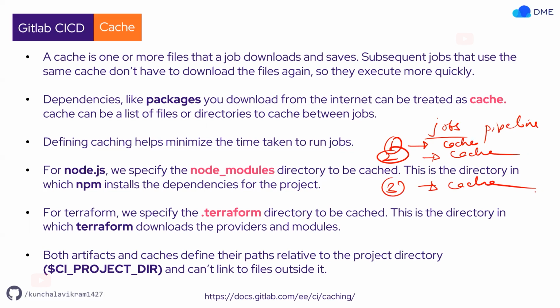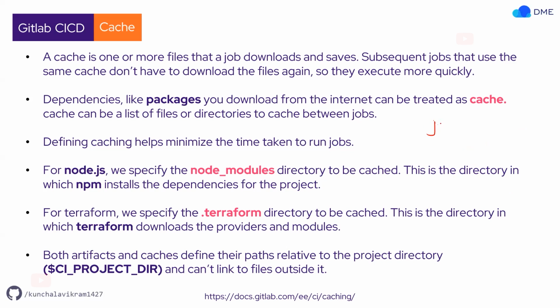Got it? Okay, so let's say I have 5 jobs, and all these 5 jobs require a cache. Then I can use the same cache for the whole branch as well. Let's say every time that branch is being executed, the same cache will be used.